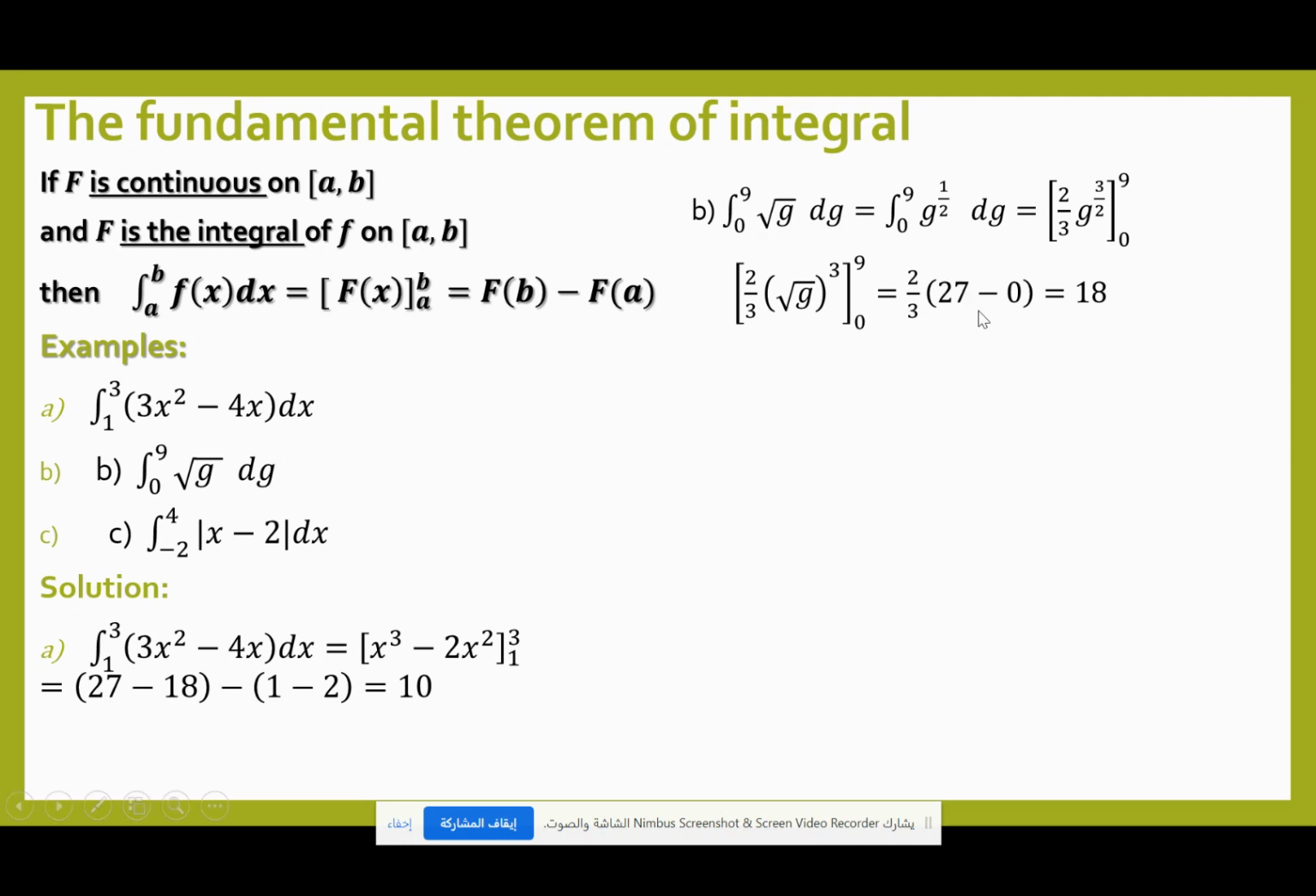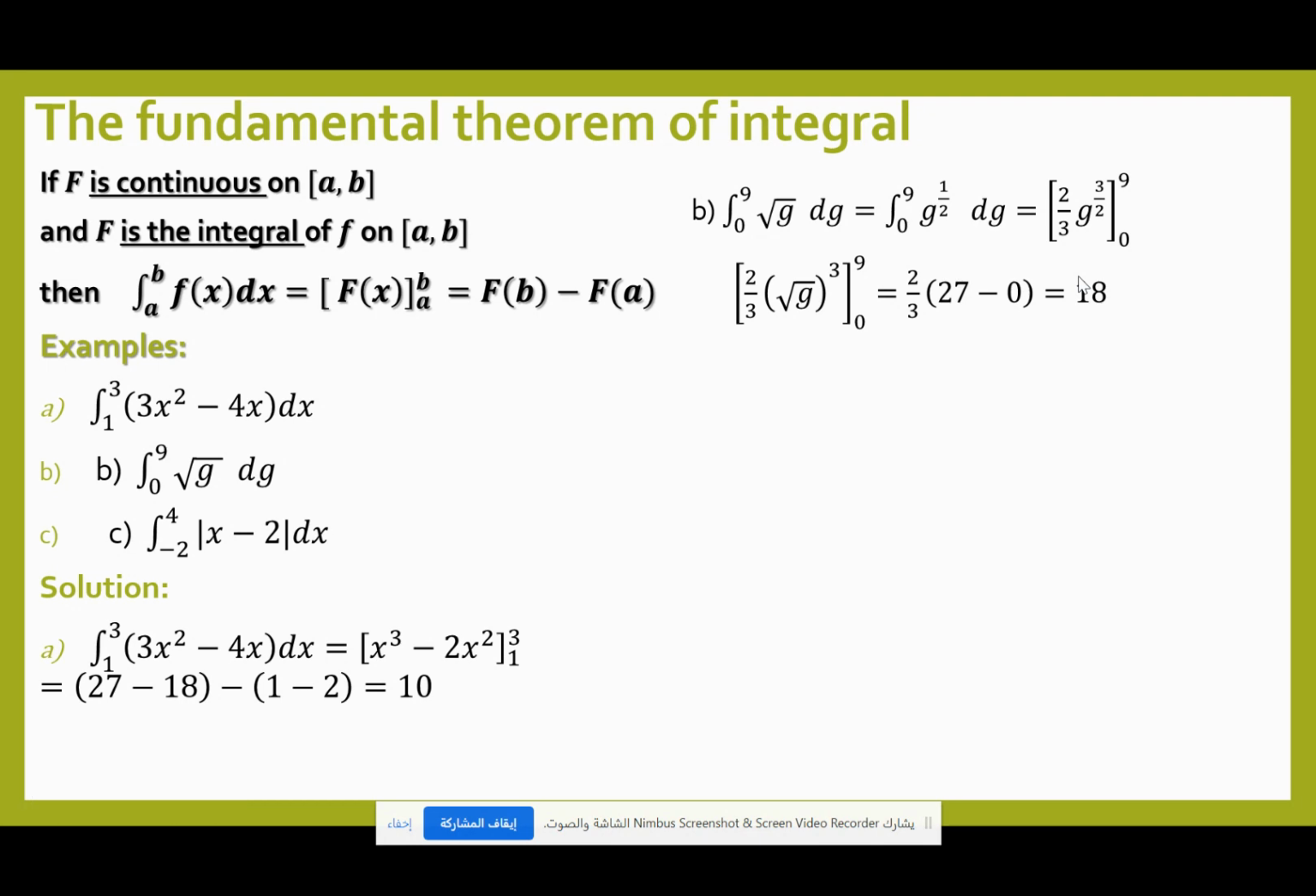Now there is a minus here, and between them we replace by 0. If you take the square root of 0, you will get 0. And then subtract: 27 minus 0 is 27. Cancel it with the 3, and you will get 9. 9 times 2 is 18, and that makes sense.